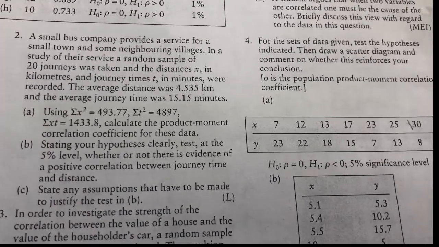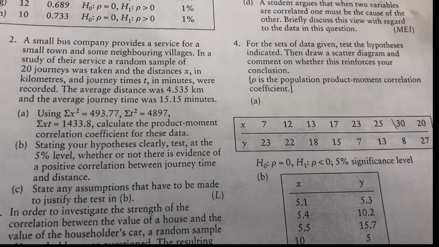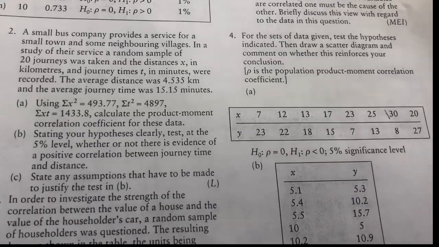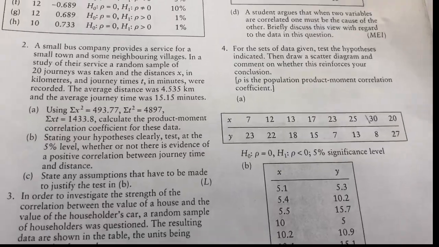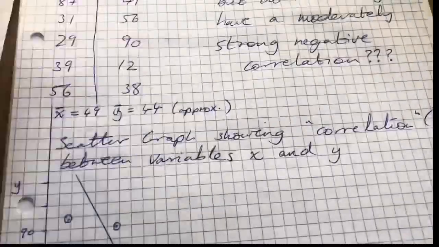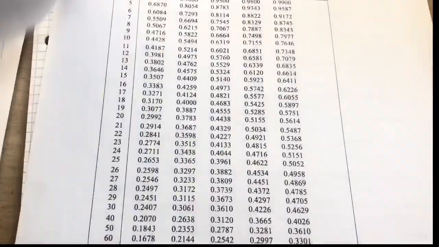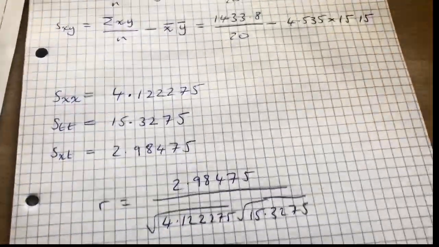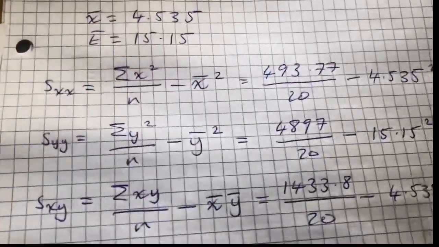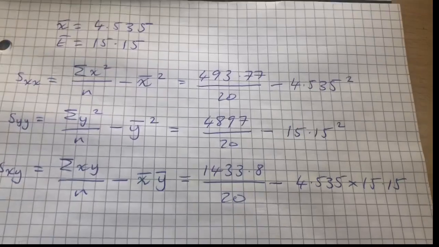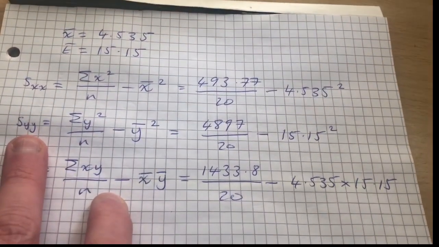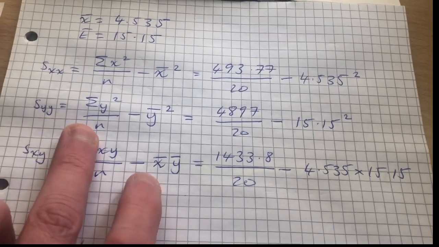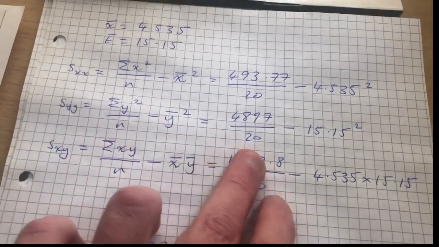So you're given some statistics there, the average distance and the average journey time and some other values that hopefully you can remember how to use to work out the product moment correlation coefficient. If you can't, I have done it. Hopefully this will remind you. There's the data from the question. We're working out SXX and S. Really, I should have labeled that STT for this question rather than SYY. So those Y's should really be T's.